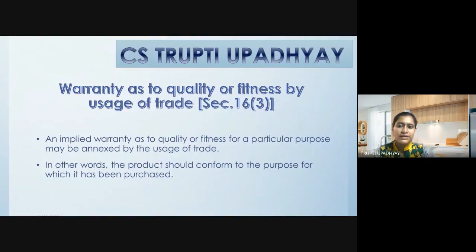Warranty as to quality or fitness by usage of trade. Usage of trade means that those goods will be traded in the market which are able to perform the function for which they are being purchased. So if the purpose for which the goods are purchased cannot be fulfilled by using those goods, then the goods will not be taken by the buyer. So the product should conform to the purpose for which it is being purchased.